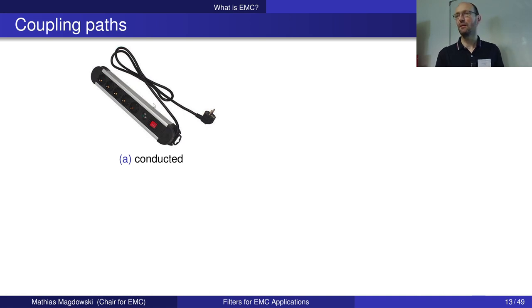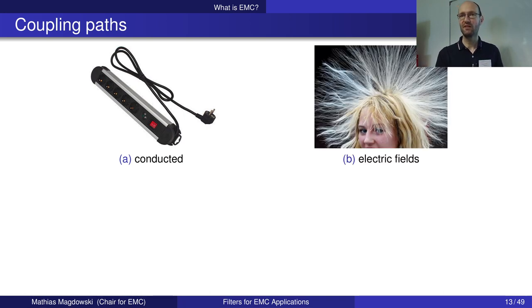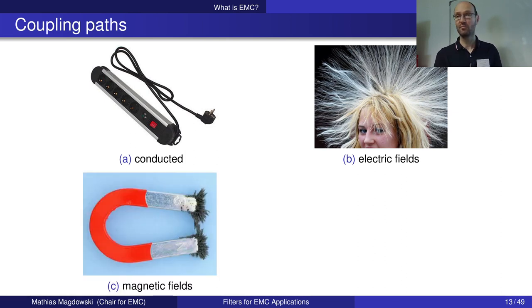Then coupling can also happen via electric fields. Then we would call it capacitive coupling. If you have a high electric field somewhere, and if the electric field changes over time, then you can have a current flowing over some parasitic capacitance. That's why capacitive coupling. The same can happen via magnetic field. Then we would call it inductive coupling.